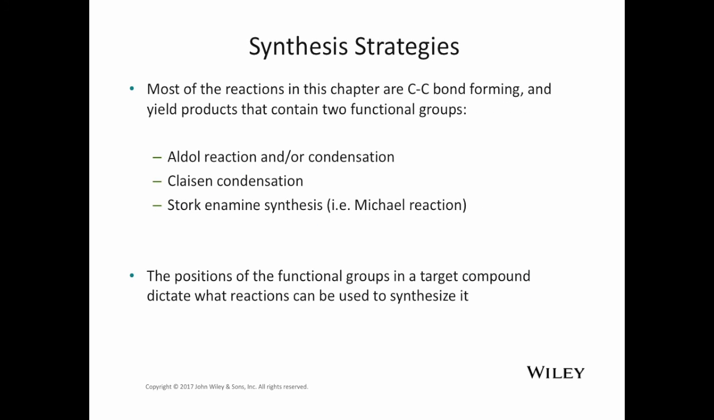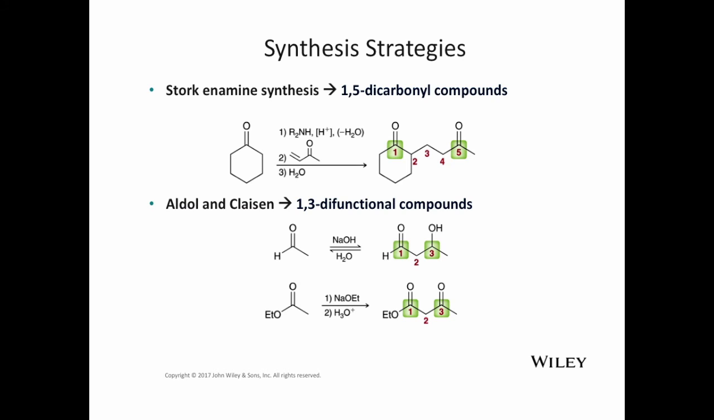A lot of the reactions in this chapter are carbon-carbon bond forming, and they yield products that contain 2 functional groups. So we've discussed the aldol reaction and condensation, the Claisen and the Stork-enamine synthesis, along with the Michael reaction. And the positions of the functional groups in your product help you determine what reagents were used to synthesize it. So the Stork-enamine synthesis is great for making 1,5-dicarbonyl compounds.